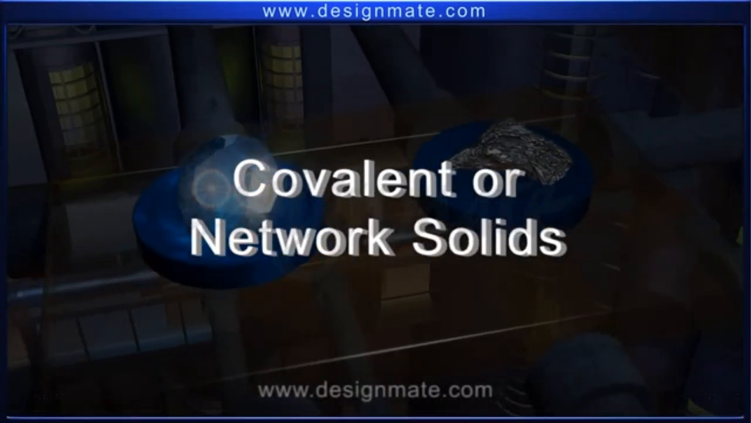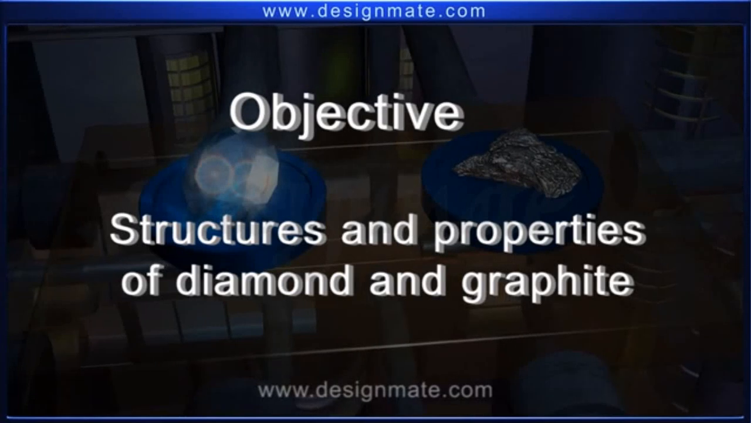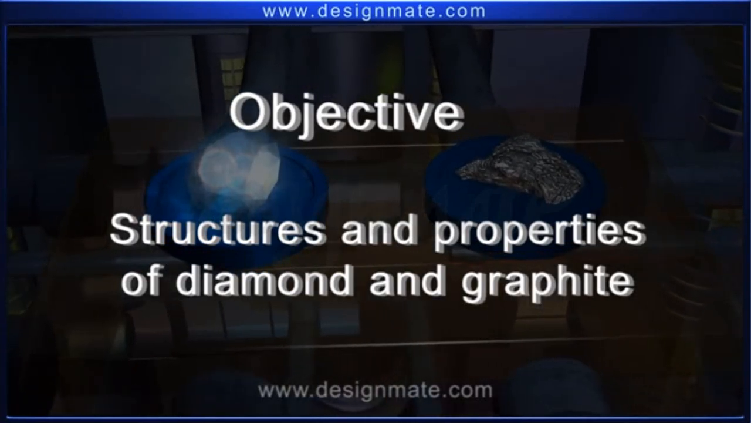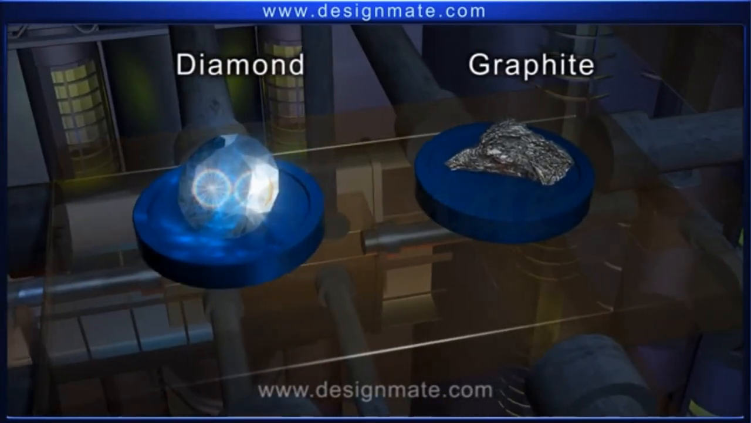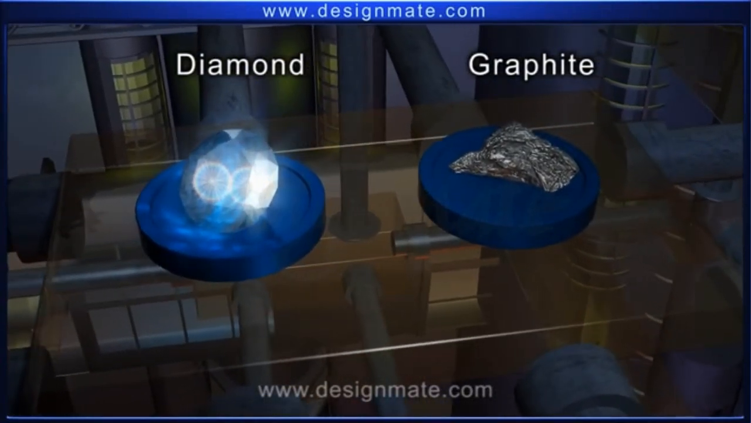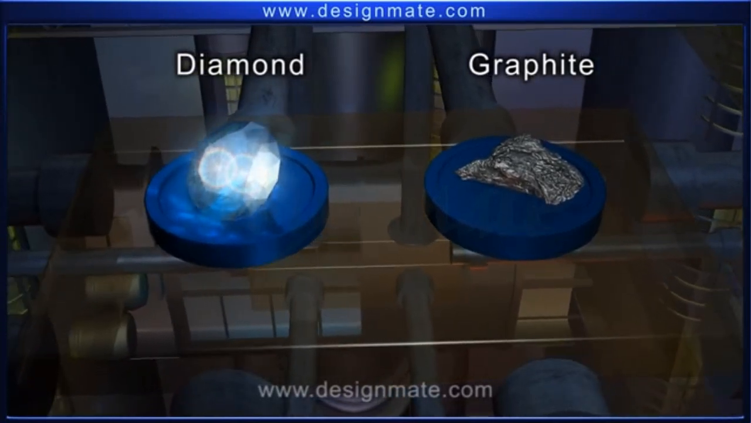Covalent or network solids. Objective: to study the structures and properties of two covalent network solids, namely diamond and graphite. Diamond and graphite are the two naturally occurring allotropes of carbon. These allotropes differ in many properties.